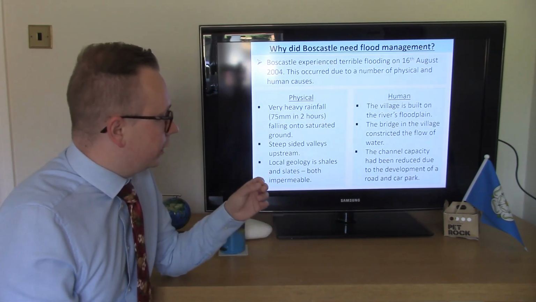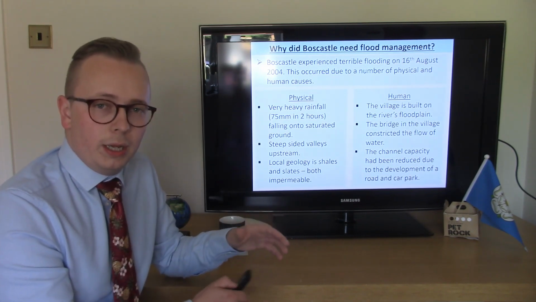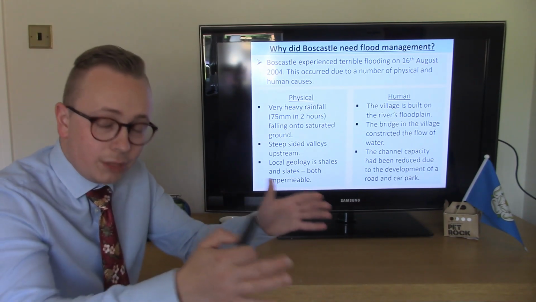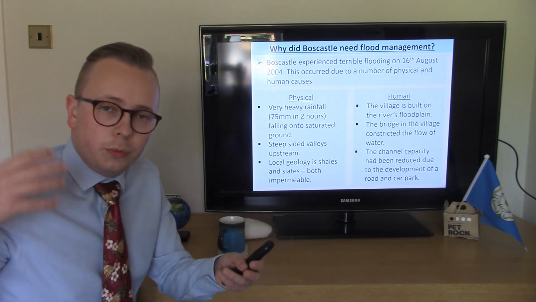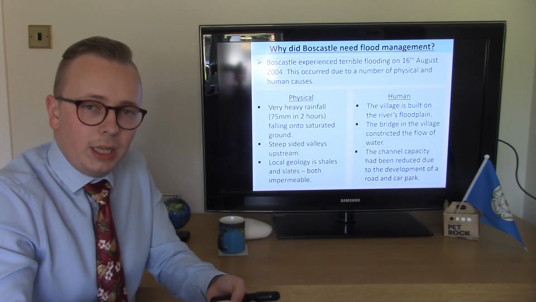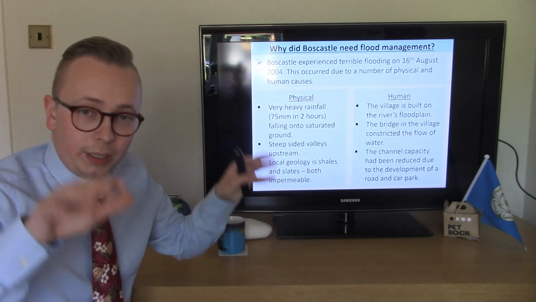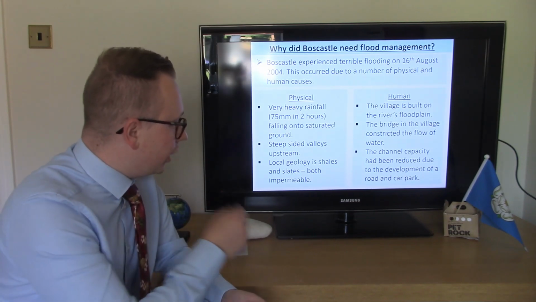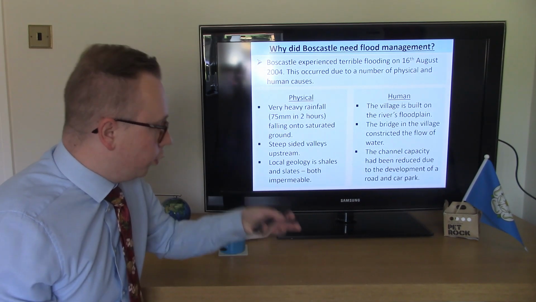The bridge in the village actually constricted the flow of water. Now this is something they have made amends to as part of the flood management scheme. The bridge was a low bridge through the relatively narrow river as it flowed through the village, and trees that had been uprooted further upstream were being carried downstream, got jammed under the bridge, and actually that increased flood damage in the centre of the village because the water was forced out of the channel much quicker and onto the surrounding land and into the village. And the channel capacity had also been reduced, narrowed, due to the development of a road and a car park in the village.